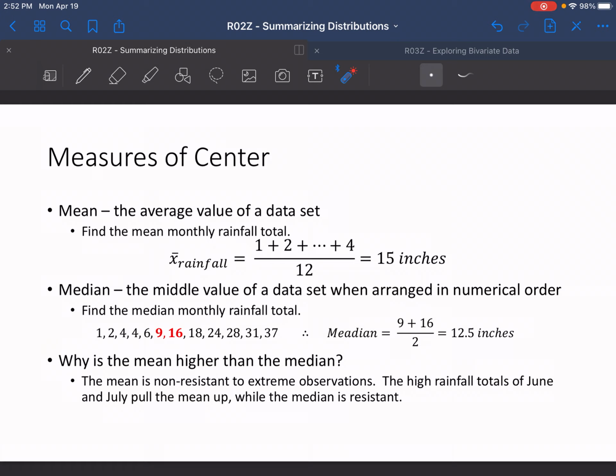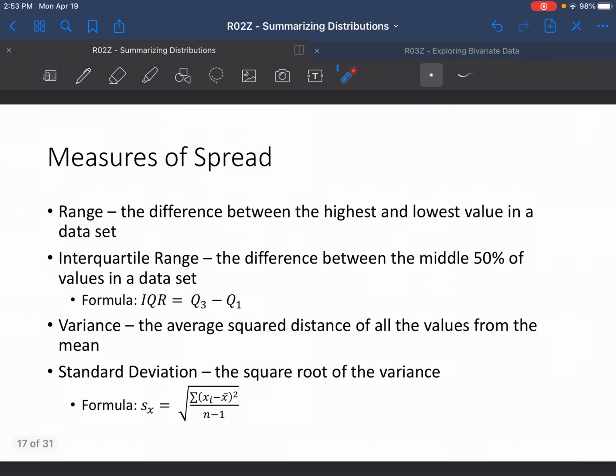And so that's why when we're describing center, a lot of times we want to use the median, because the median is resistant to those extreme values. If you take these two values at 31 and 37, you could lower them, you could raise them to 10,000 inches of rain, and it wouldn't affect the fact that your median is always going to be 12.5 inches. And so that's why we tend to use median a lot more than mean.